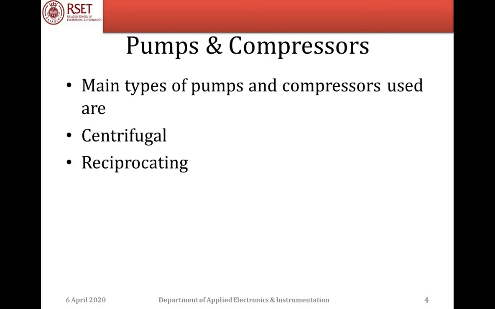Now let's look into compressors and pumps. There are mainly two types of compressors and pumps used in process industries. One is centrifugal type and the other one is reciprocating type. Apart from this, screw compressors and gear pumps are there, which we will not be covering in this portion.